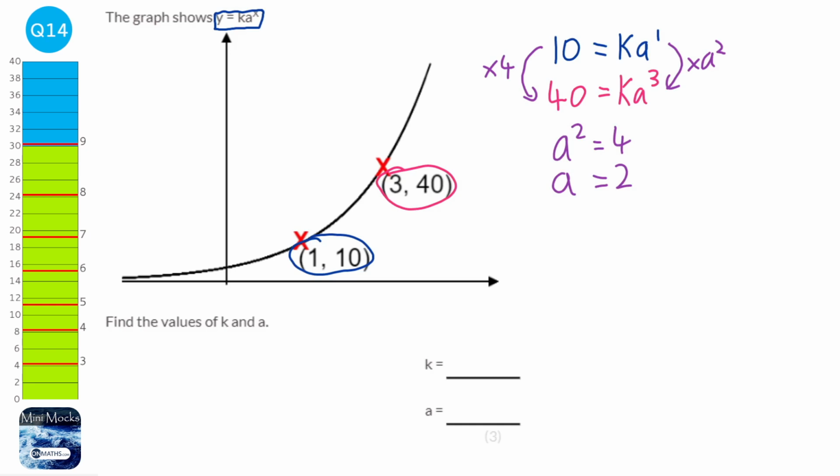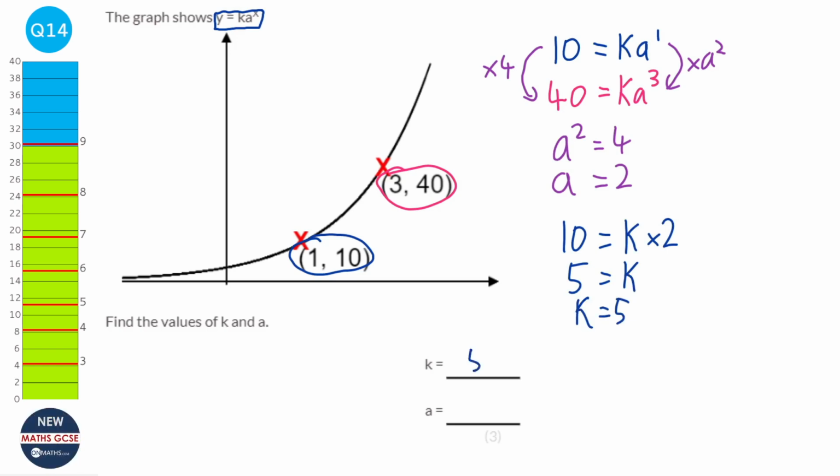So if a equals 2, we can just put that into the first equation here. So we've got 10 equals k times 2. And divide both sides by 2, and we get 5 equals k, or k equals 5. So our answers will be k equals 5 and a equals 2.